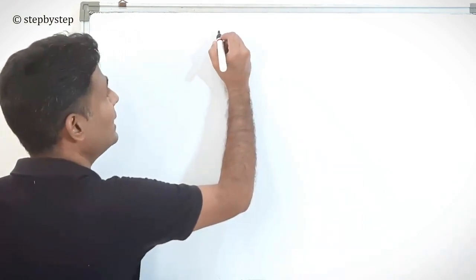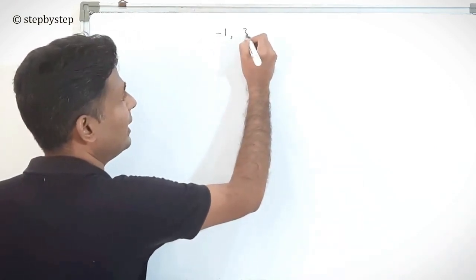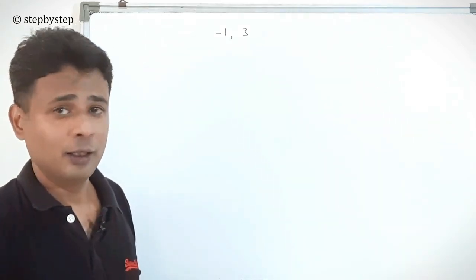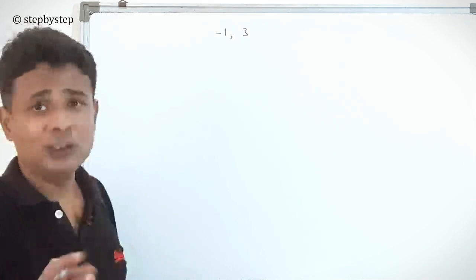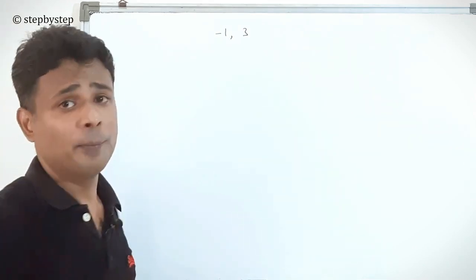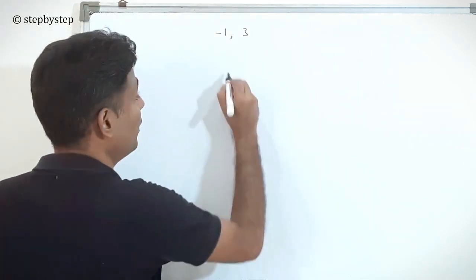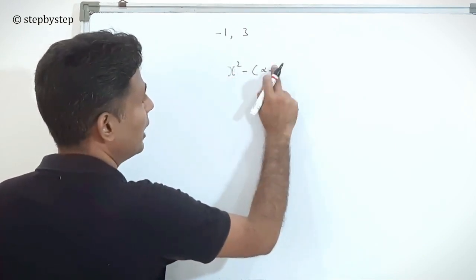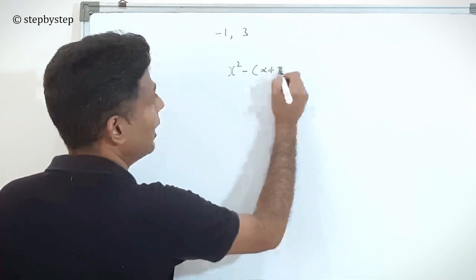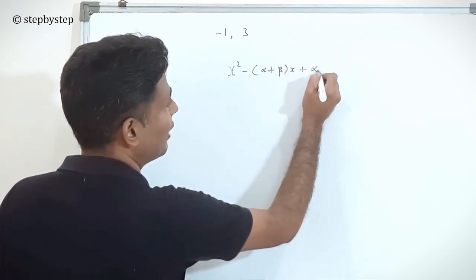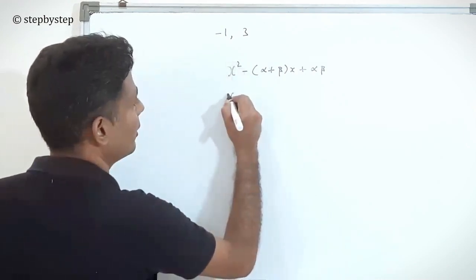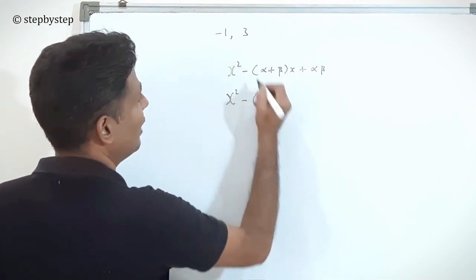Alright, let's see a problem. For example, they tell us minus 1 and 3 are zeros of a polynomial. Find the polynomial. How many zeros are there? 2, which means it is a quadratic polynomial. So what is the formula we need to use? x square minus (alpha plus beta)x plus alpha beta. Now I'll substitute x square minus (alpha plus beta).